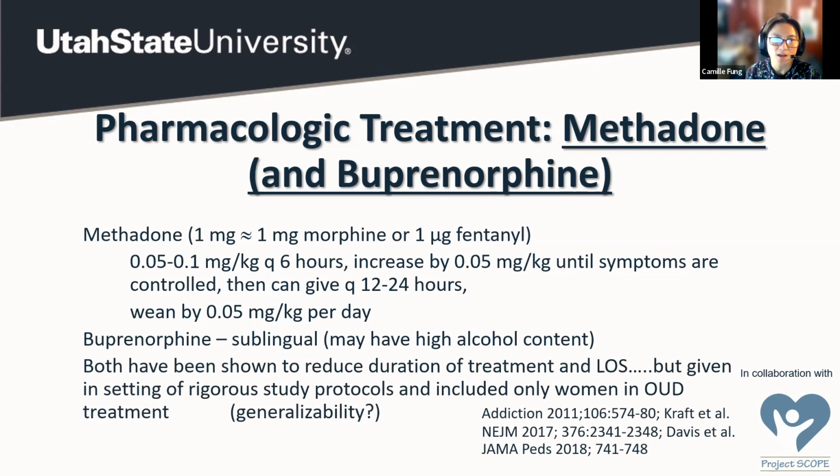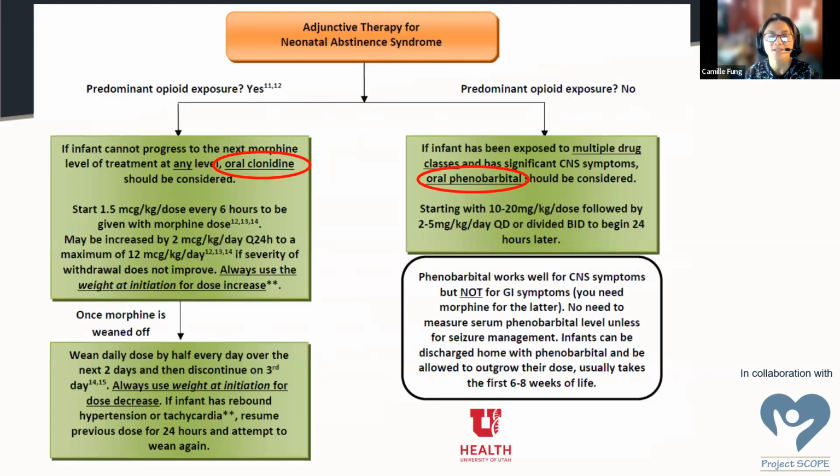And both of these drugs have been shown to reduce the duration of treatment and length of stay. But unfortunately, they've only been given in the setting of a rigorous study protocol and included only women who are in opioid use disorder treatment. So it just speaks to the lack of generalizability of these two drugs to our treatment algorithm. And if that's not sufficient, at the university we even use clonidine or phenobarbital as adjunctive therapy to morphine. And again, you don't have to know the details of the dosing, but these are other medications that are available.